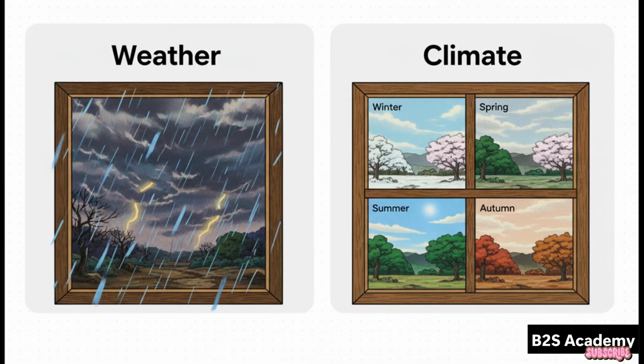And this is a super important difference to get right. People mix them up all the time. Weather is what's happening right now. Is it sunny? Is it raining? Climate is the big picture. It's the personality of a place over the long haul. It's the answer to what's it usually like here in the summer. So think of it this way. Weather is a single snapshot. Climate is the entire photo album.